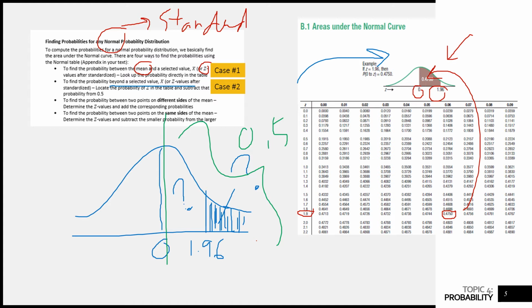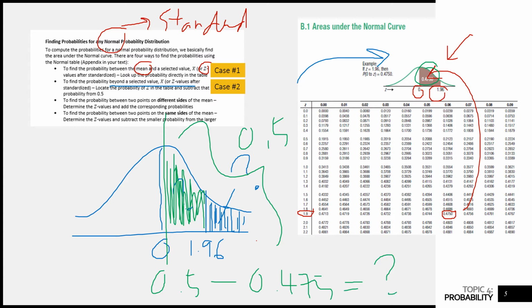So we already know this area just now, right? This area was 0.475 from this first example. So this is 0.475. If you want this blue area, what do you do? Simple. 0.5 minus 0.475. So you will get the blue area.